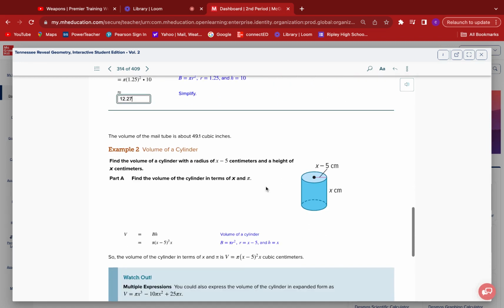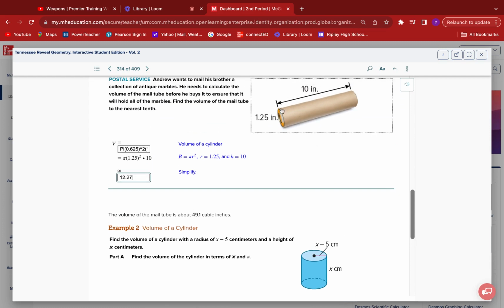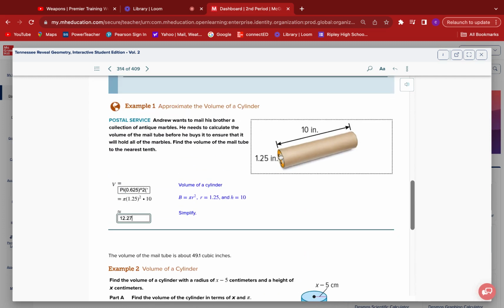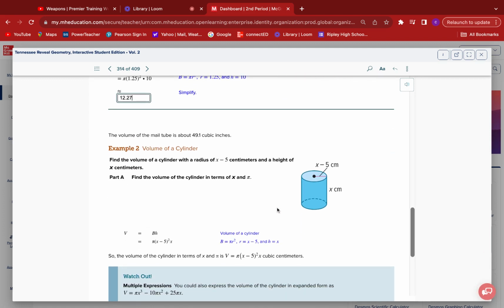All right, example 2. Volume of a cylinder. Okay, so here's a great example of radius. There is a line that does not go all the way across. It is at the center of the circle out to the edge of the circle, on the circle itself. So it'd be x minus 5. That's your radius, y'all. That's your radius. Diameter when the line goes all the way across. All right. So I don't want my students to be confused, so I'm making a big deal about that because clearly somebody did not do their homework.